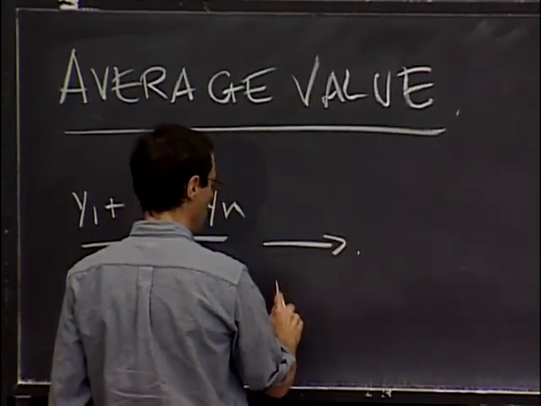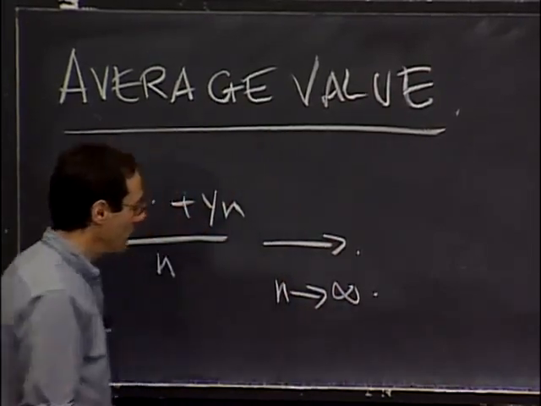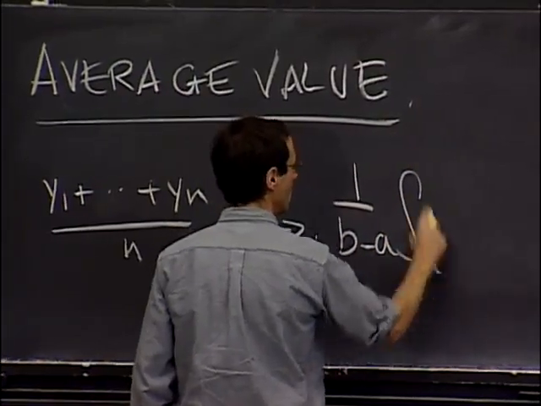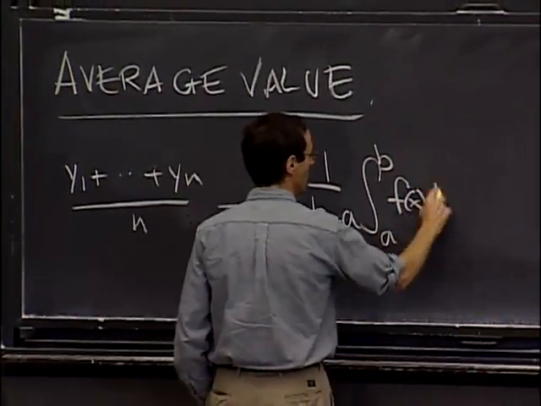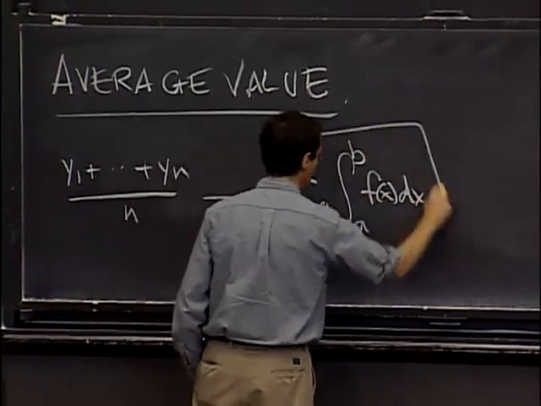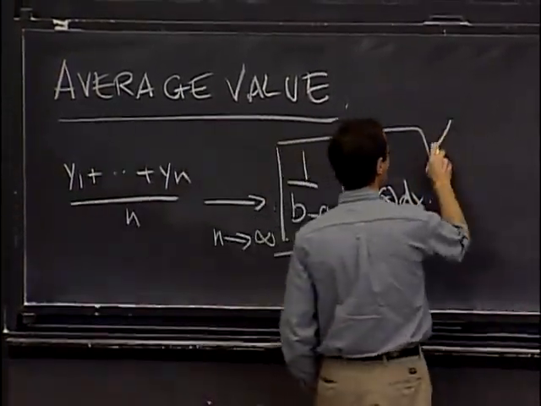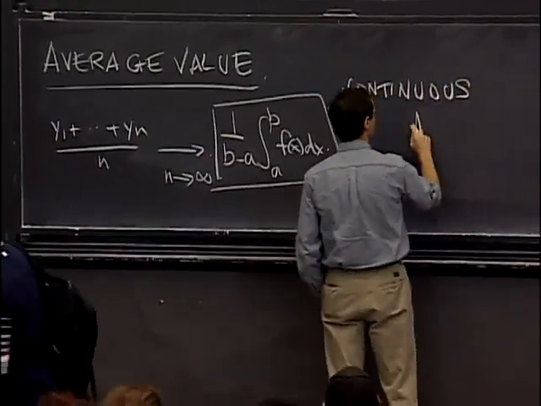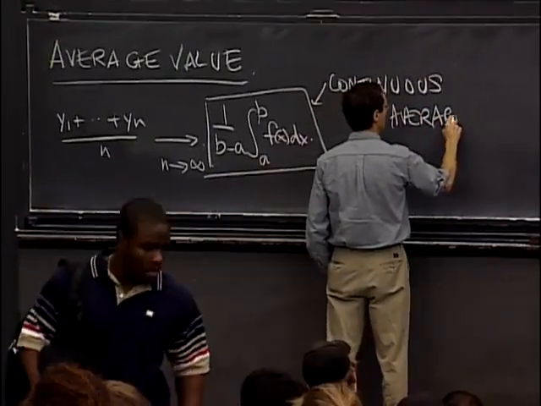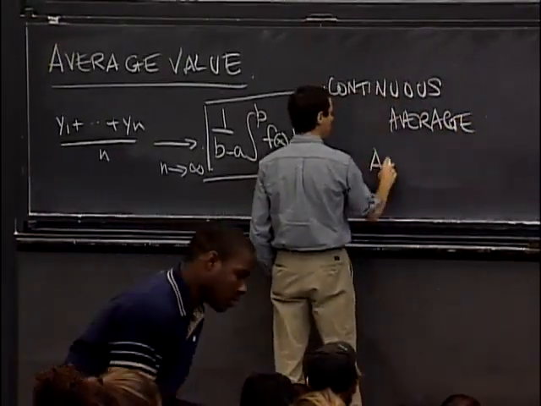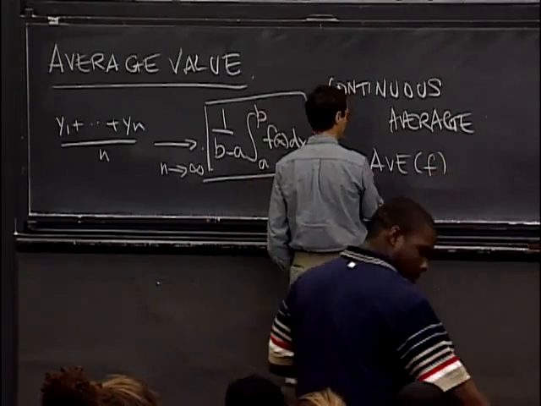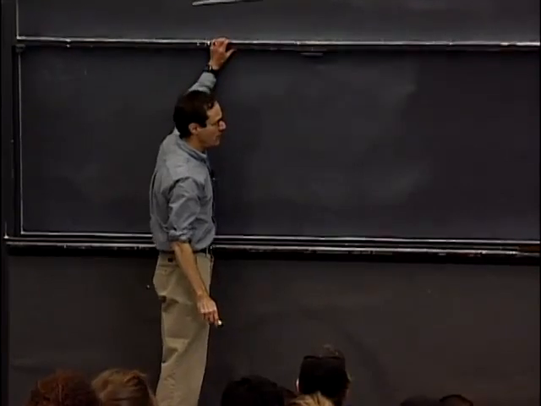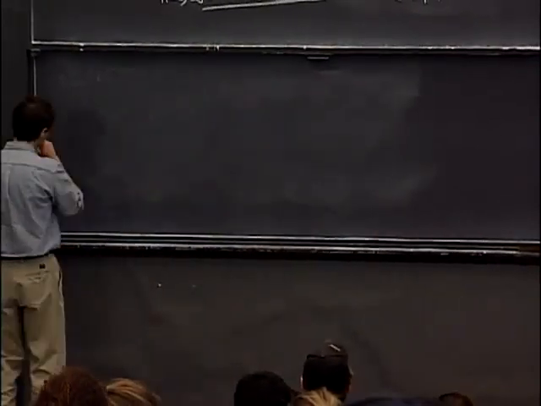And what I said last week was that this tends to this expression here, which is called the continuous average. So this guy is the continuous average, or just the average of f. And I want to explain that just to make sure that we're all on the same page.